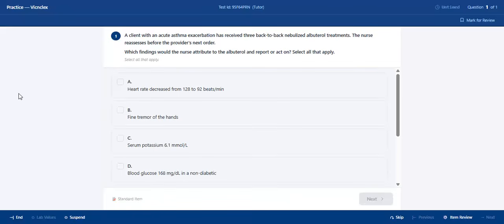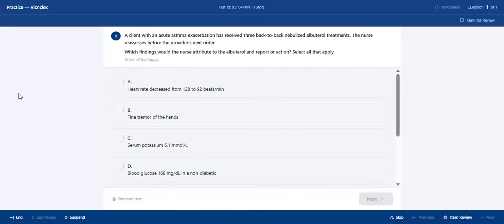All right, so walk with me through this NCLEX question. A client with acute asthma exacerbation has received 3 back-to-back nebulized albuterol treatments. The nurse reassesses before the provider's next order. Which finding would the nurse attribute to the albuterol and report or act on?